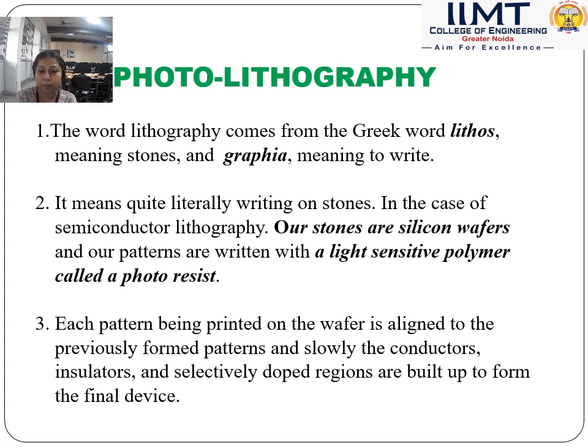In the case of semiconductor lithography, our stones are silicon wafers, and our patterns are written with a light-sensitive polymer known as photoresist. Each pattern being printed on the wafer is aligned to the previously formed pattern, and slowly the conductors, insulators, and selectively doped regions are built for the final device.